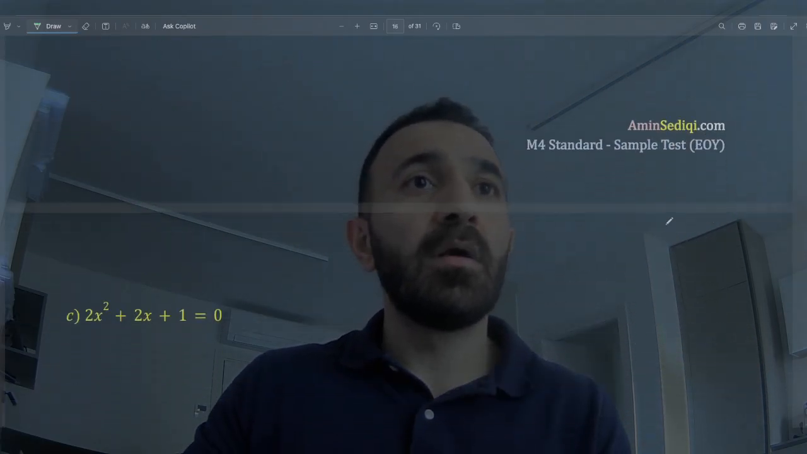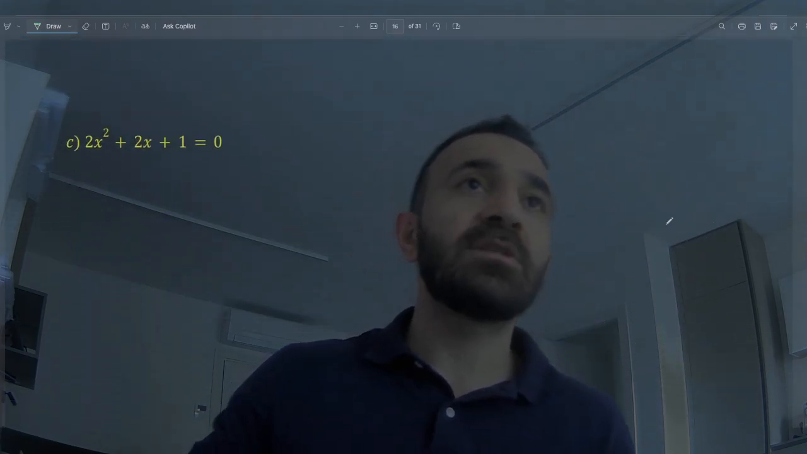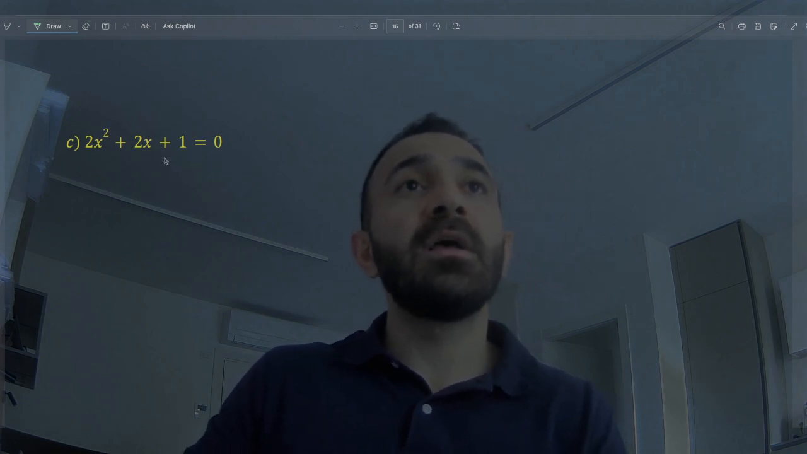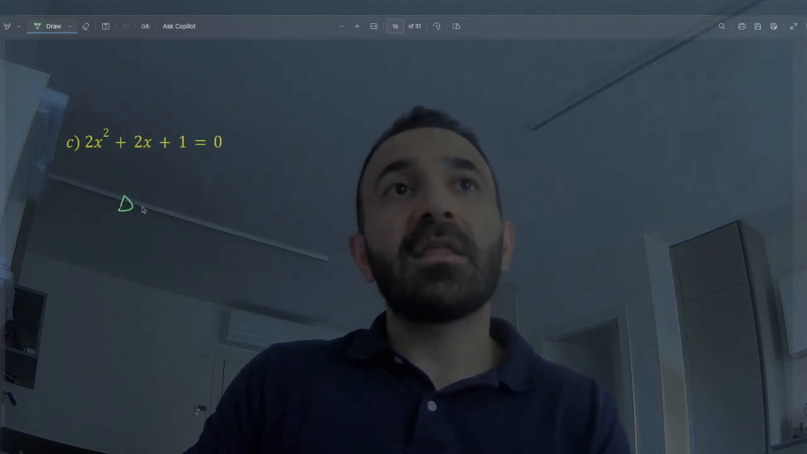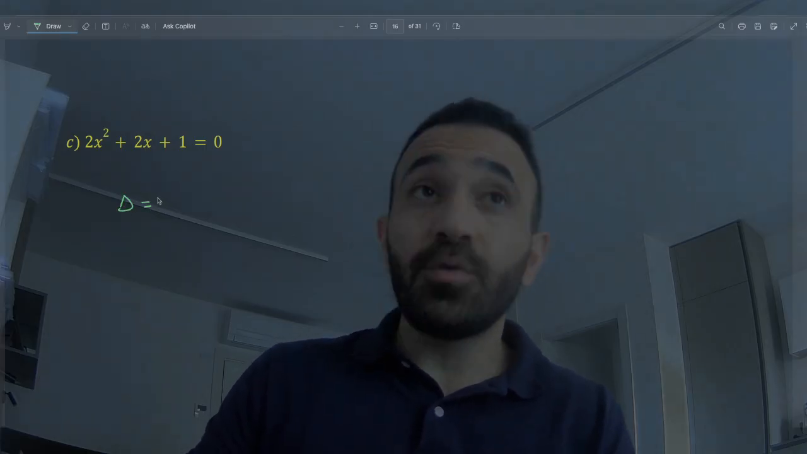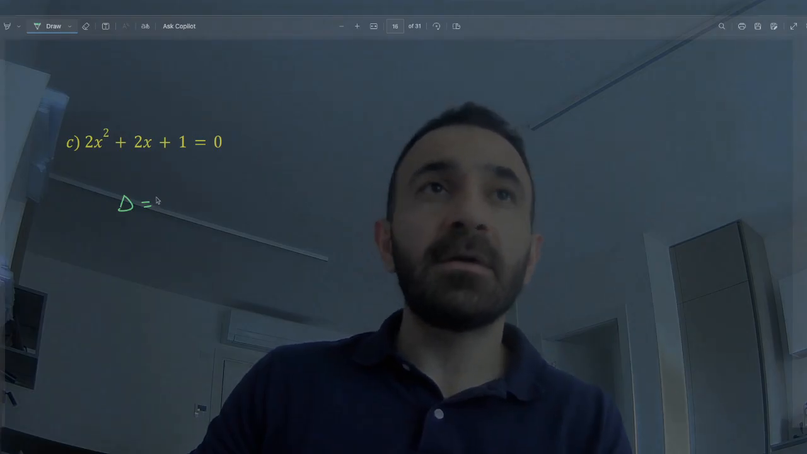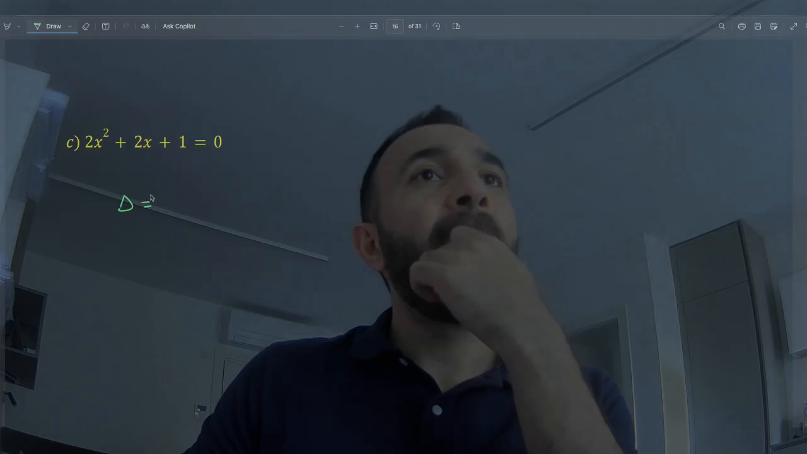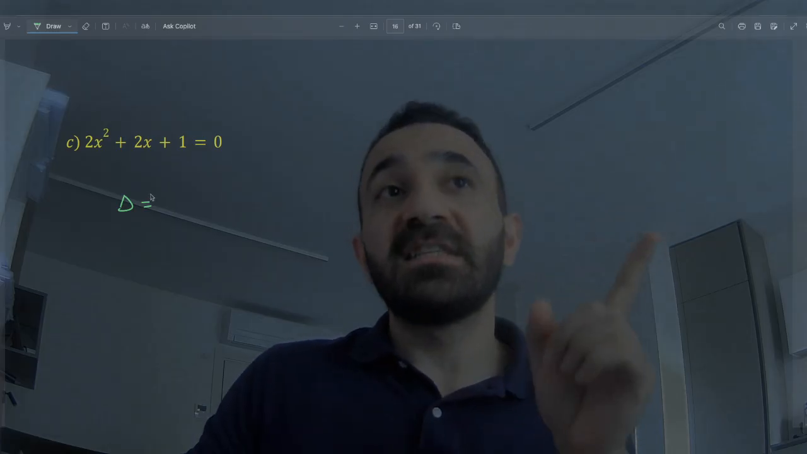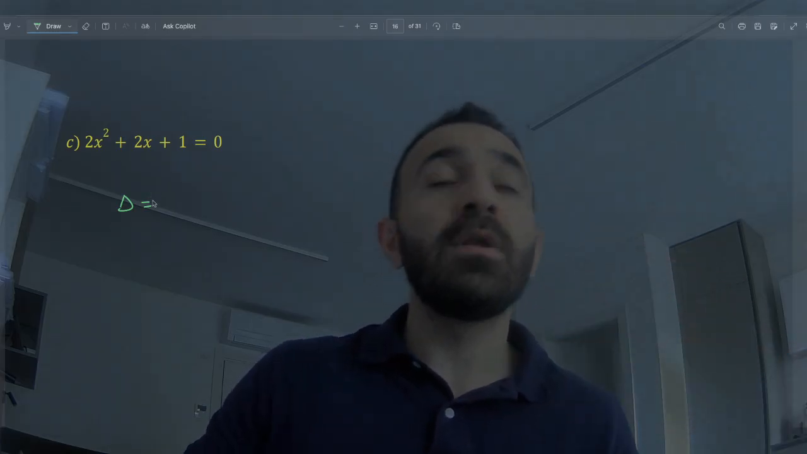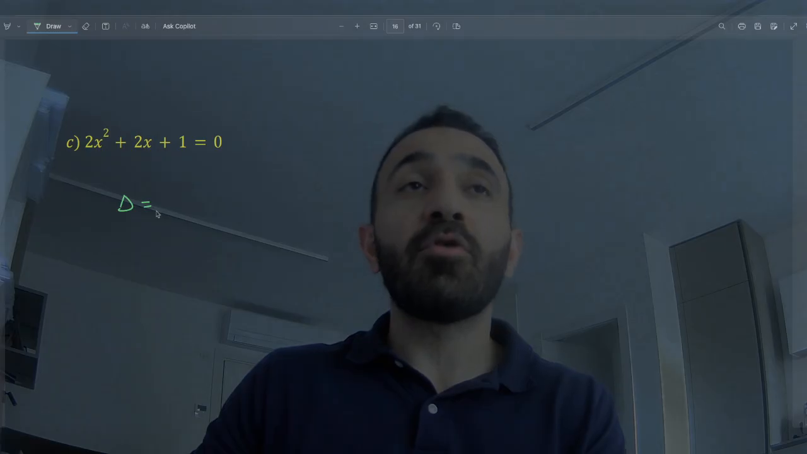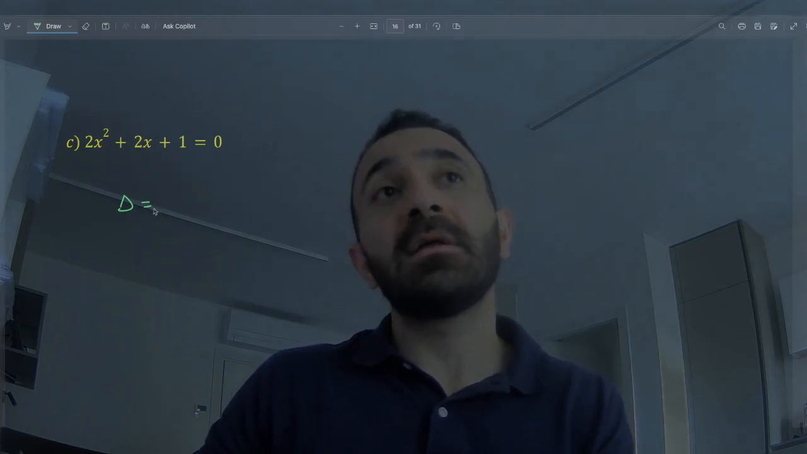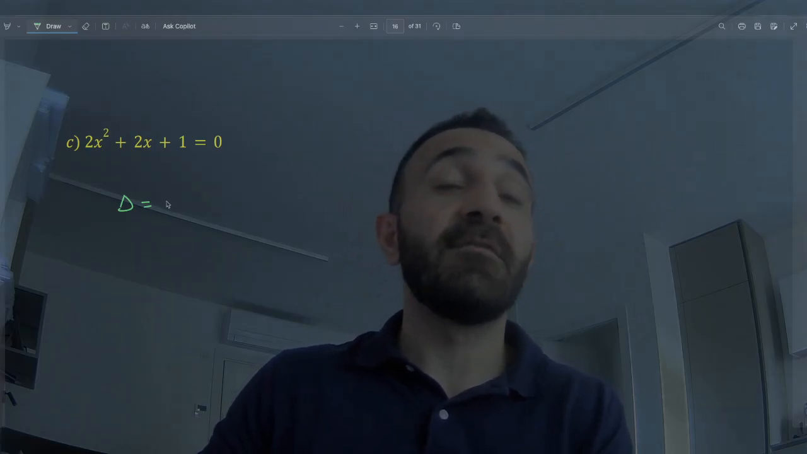One more. Let me do this one. 2x squared plus 2x plus 1. So how do you solve this? You're going to find delta. There is another way to do it, which is going to be a little faster, which is delta prime. You don't need to learn it right now, but hopefully in M5, we are going to also talk about how to use delta prime to solve this equation faster.